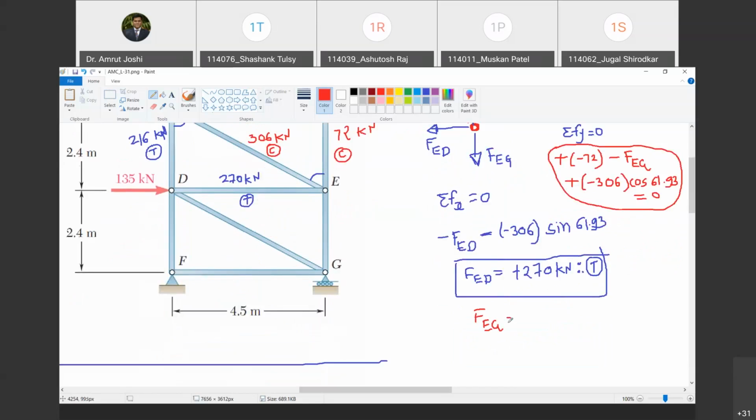Now can you tell me what is the value of FEG? FEG will go on the right hand side. That will be minus 72 minus 306 cos of 61.93. So how much is that? Minus 216 kilonewton. So it is minus 216. Do you agree with me? Yes, sir. So minus 216 kilonewton, and therefore it is compressive in nature. Now I am going to mention that force here, FEG. How much is FEG? 216 kilonewton compression.